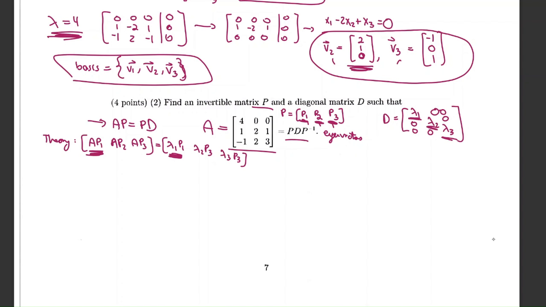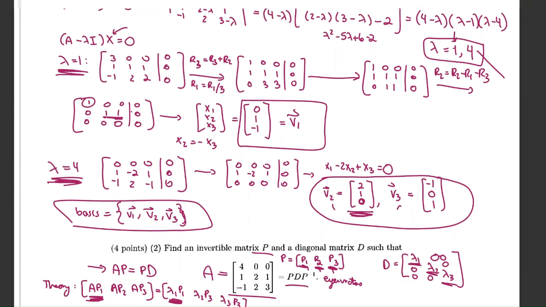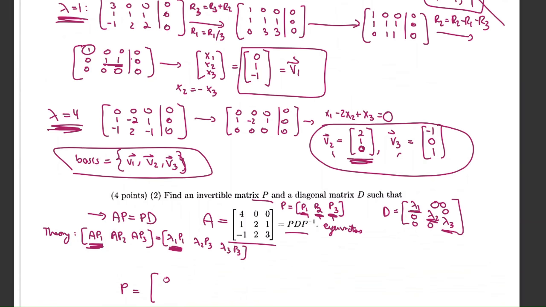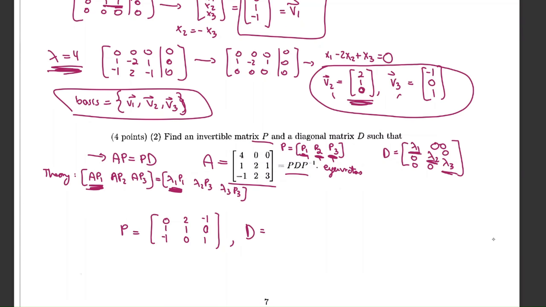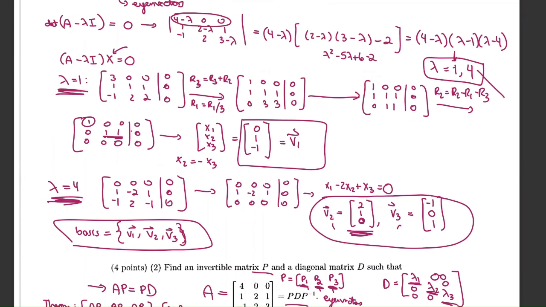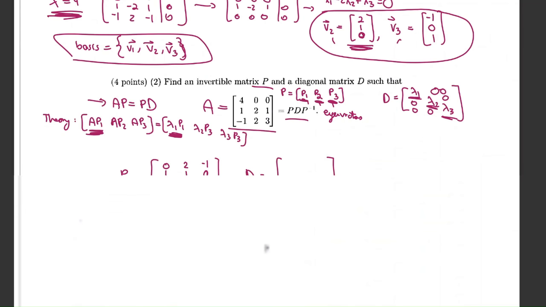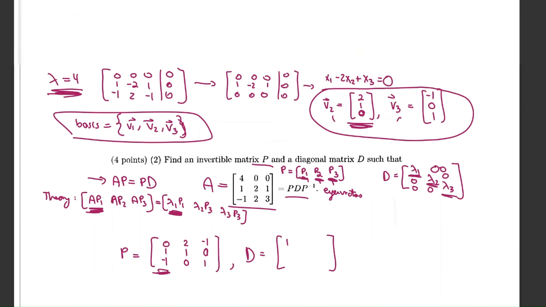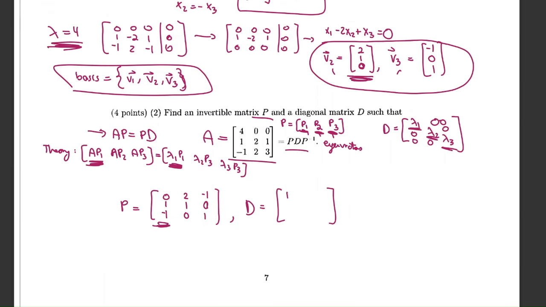So anyways, what you can do is literally just put down your eigenvectors. So we're going to have our first eigenvector be V1, then I'm going to do V2, 2, 1, 0, and then V3, -1, 0, 1. And then D has to have the lambdas correspond to the eigenvectors. So V1 corresponds to the eigenvalue of 1. Then lambda 2 and lambda 3 are both going to be 4, which correspond to these two eigenvectors. And everything else is zeros.